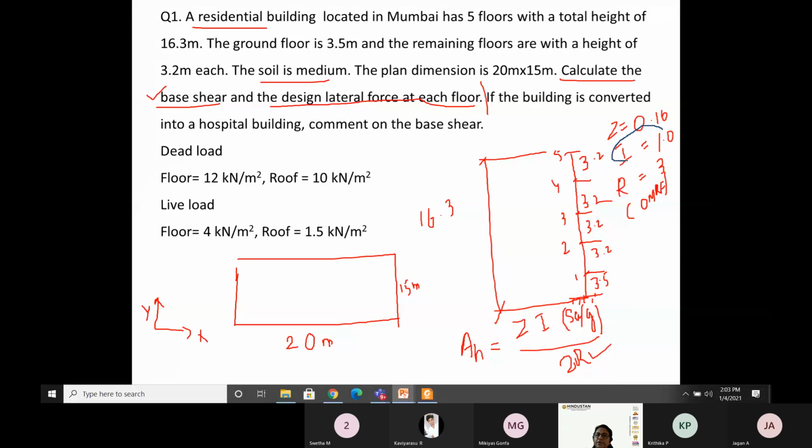So the importance factor, instead of 1, how much will it be? I. It will be 1.5. Now tell me, because the importance factor is increasing, how will it affect the base shear? Decreasing.